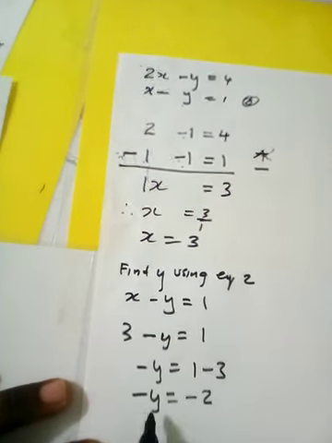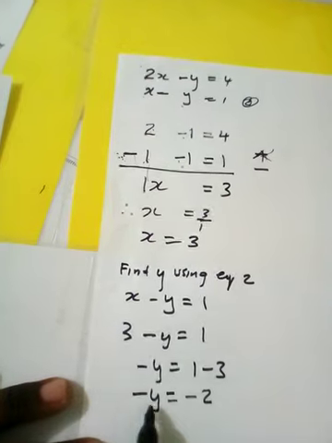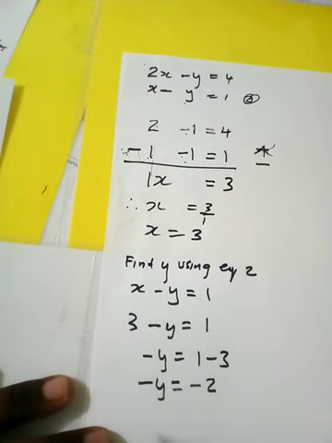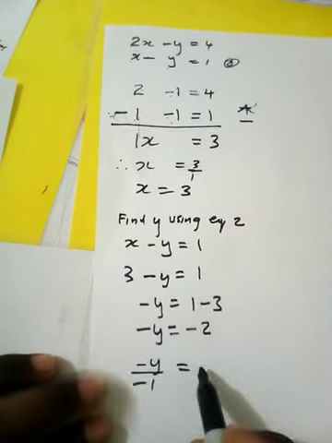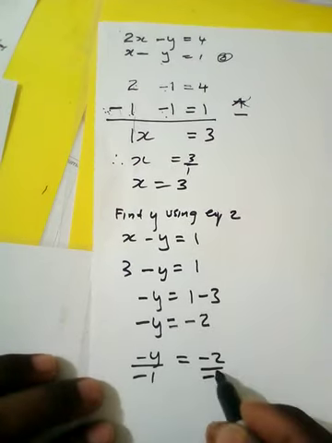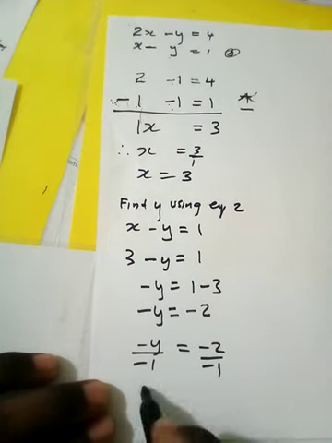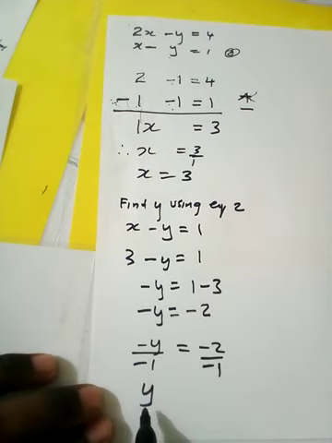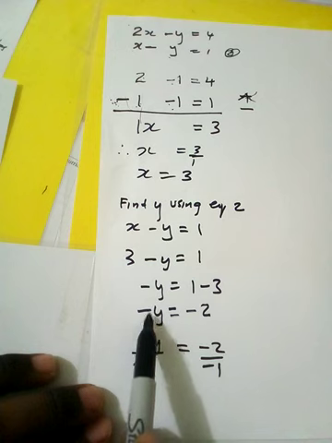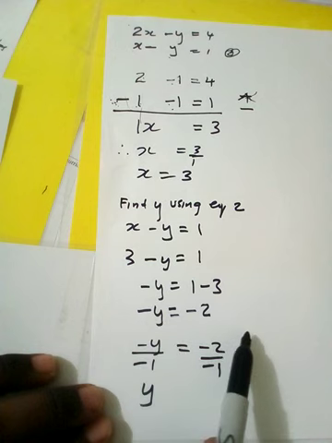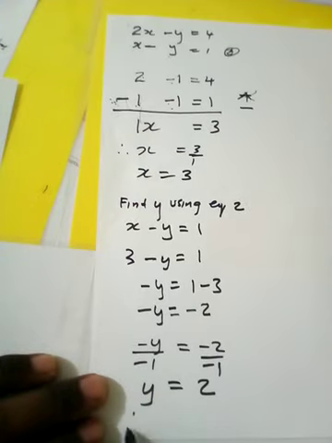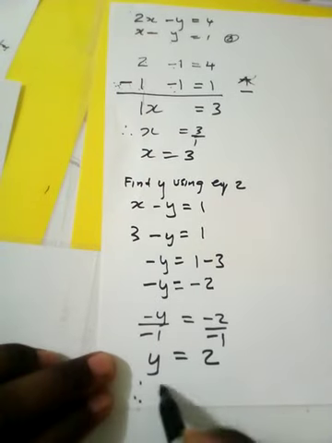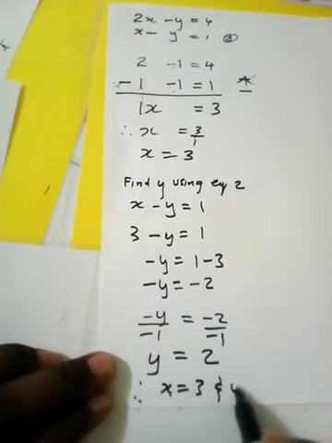Remember, our variable cannot be negative. So what is implied here? -1. So we're going to divide through by -1. So negative y divided by -1 equals -2 divided by -1. So y becomes positive. Remember, the variable cannot be negative, and it's implied that there's a 1 here. So we're dividing through by -1, -2. So therefore, x equal 3 and y equal 2.